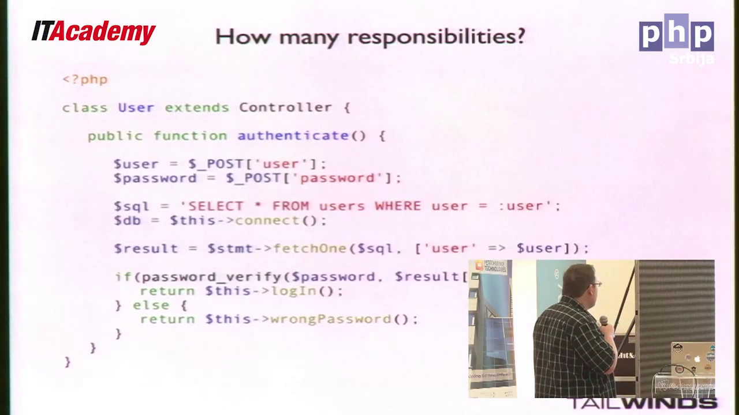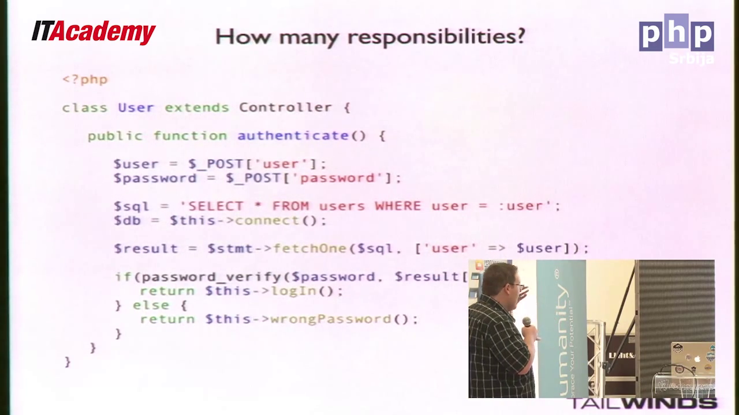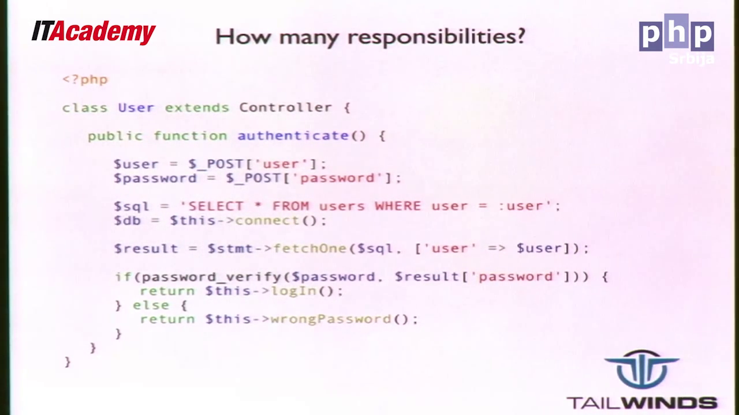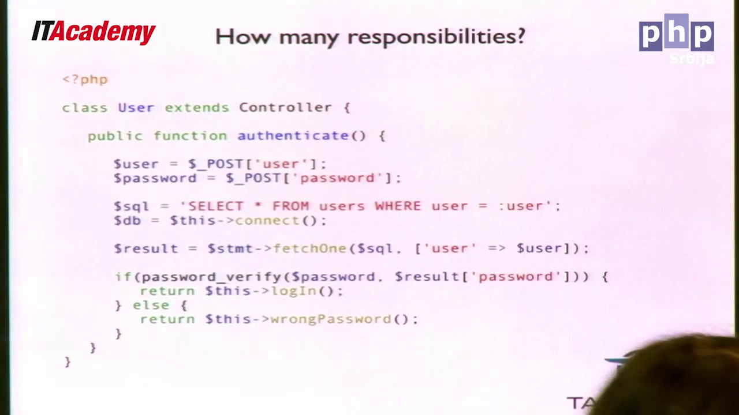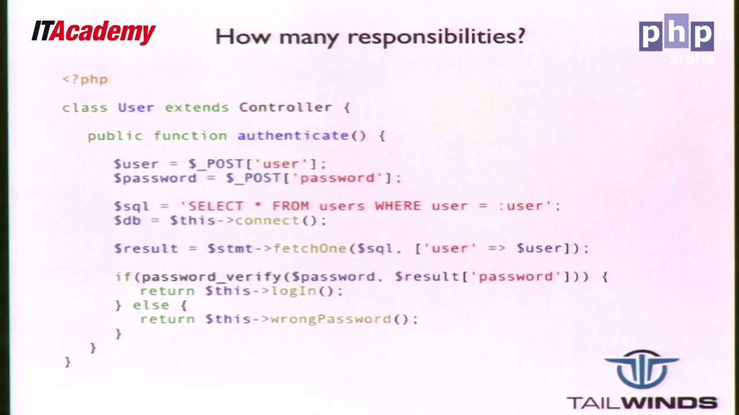Okay, so number three, you have one class that has a lot of responsibilities. So I have here a sample controller. And in this sample controller, we are authenticating a user. And believe it or not, I've seen code that looks like this from developers who have been developing for a very long time, where they'll pull the information out of the superglobals, and they'll then connect to the database and actually write SQL in their controllers, and then do the query in the controller, and do the verification in the controller, and then move on to something else.